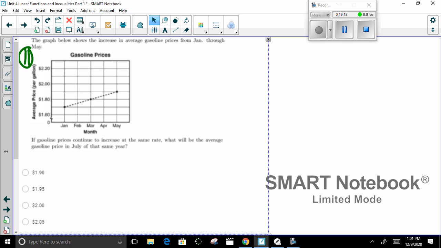All right, number 11. We're getting close to the end here. The graph below shows the increase in average gasoline prices from January through May. And you can see it increases, a positive slope there. If gasoline prices continue to increase at the same rate, what will the average gasoline price be in July of that same year? So May, this would be June, and then July would be after it, right?